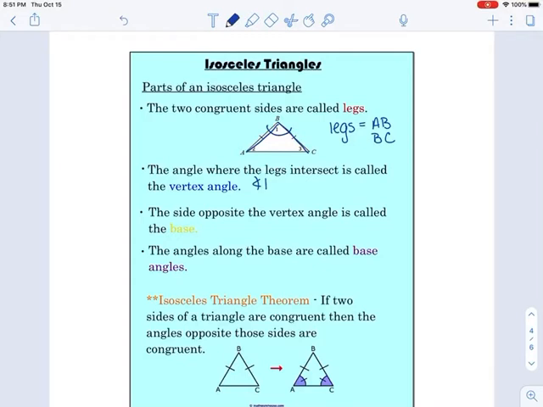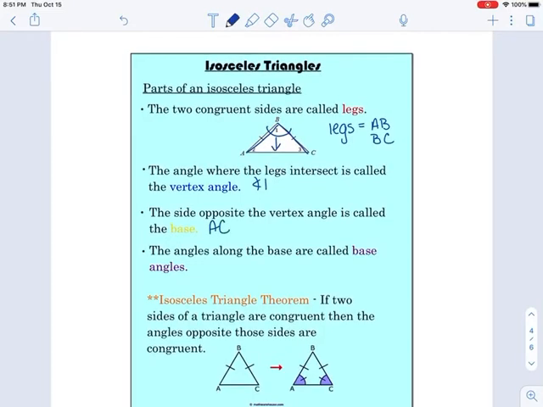So angle 1 is your vertex angle in that picture. The side opposite the vertex angle is called the base. Directly opposite angle 1 is side AC, so AC is your base there. And the angles along the base are called the base angles. So after I have the vertex angle at the top marked off, your other two angles are your base angles. So it's going to be angle 2 and angle 3. And it's these base angles that are always congruent, your two equal angles there.